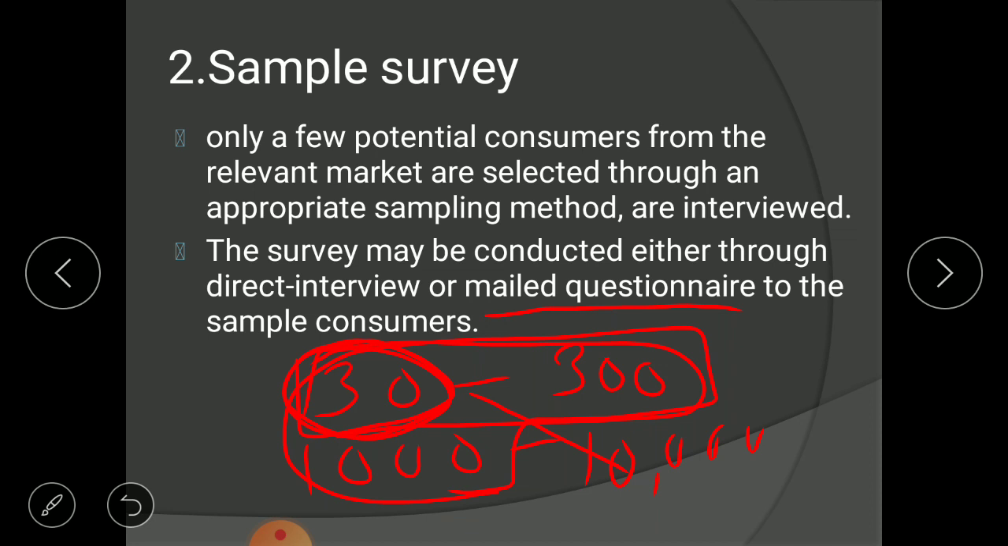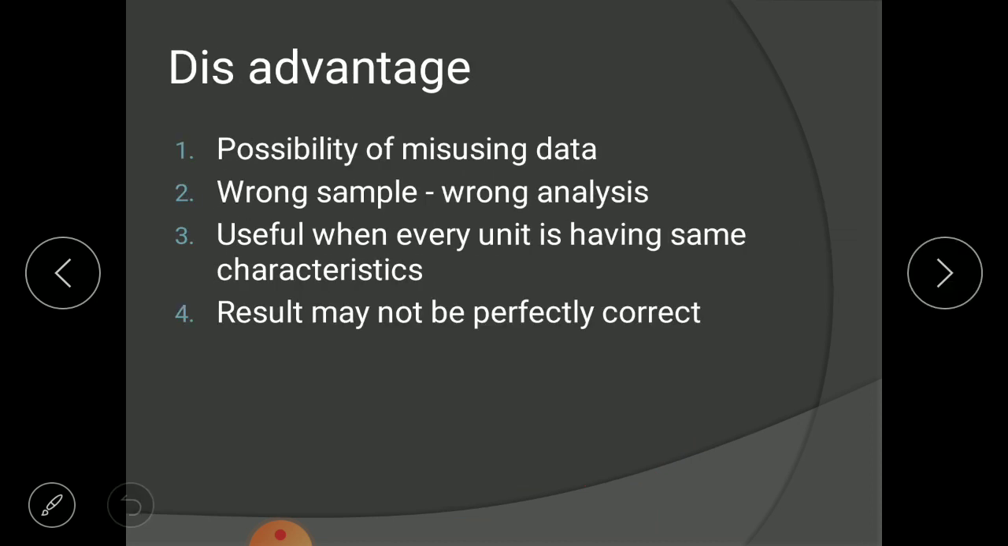See this trinomial again, we cannot say that the demand of these 1000 consumers will be 10,000 only. It may be 8,000, it may be 12,000. We can get an answer near to reality, but we cannot get a perfect answer. So the result may not be perfectly correct in the case of a sample survey. So this is all about sample survey.